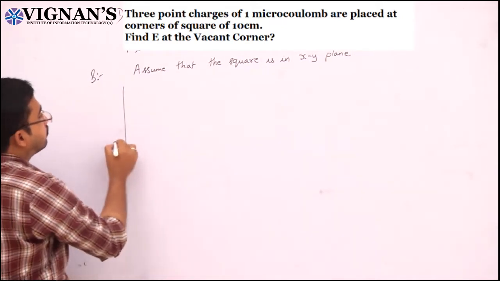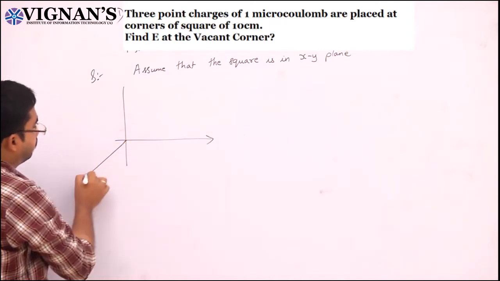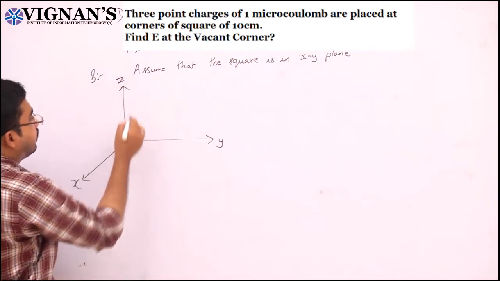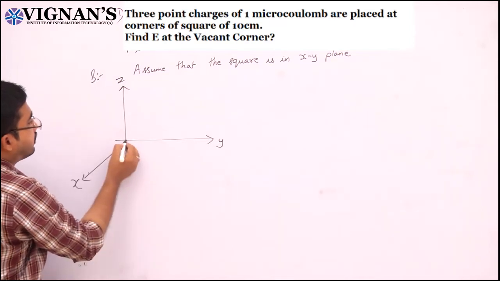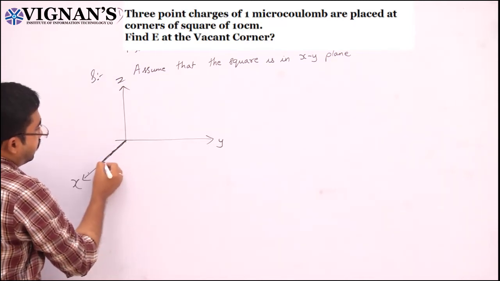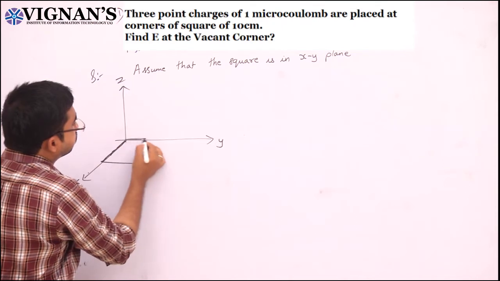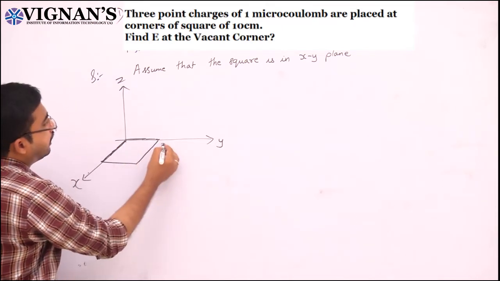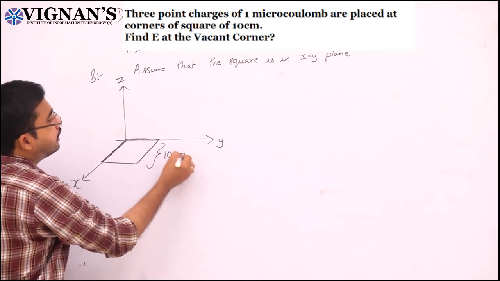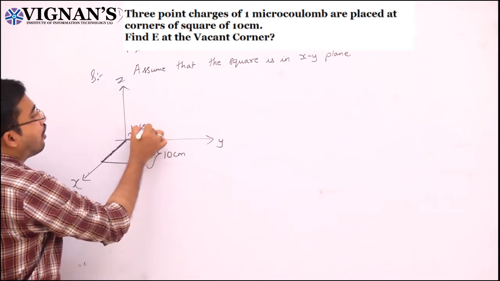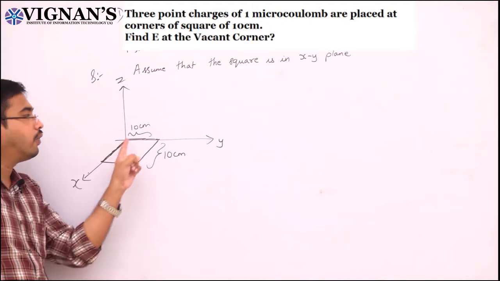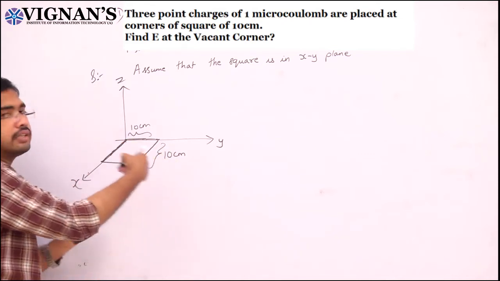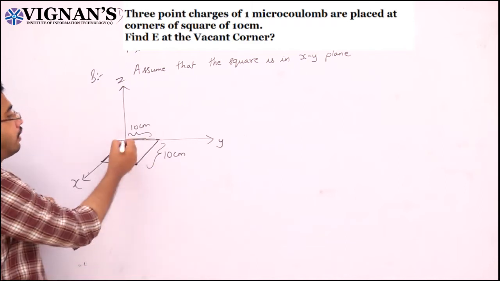That means, take this as x-axis, y, z. Assume that your square is present here. What is the side of the square? 10 centimeters. For a square, all the sides are of equal length. 10 centimeters, if you express that in meters, will be 0.1.